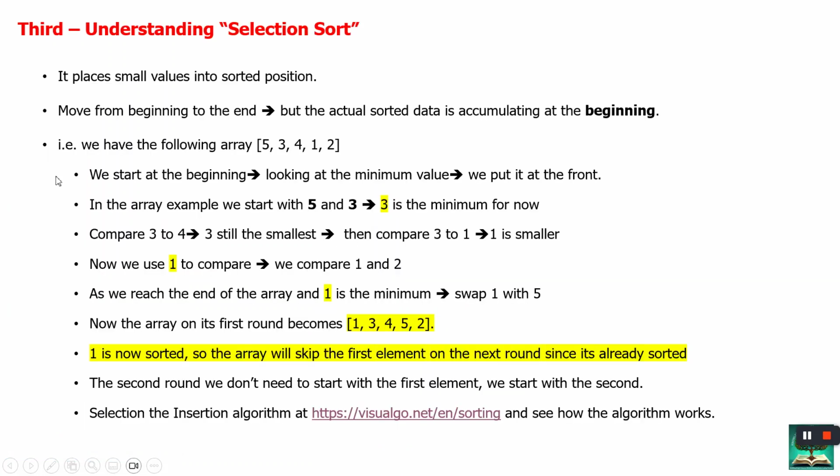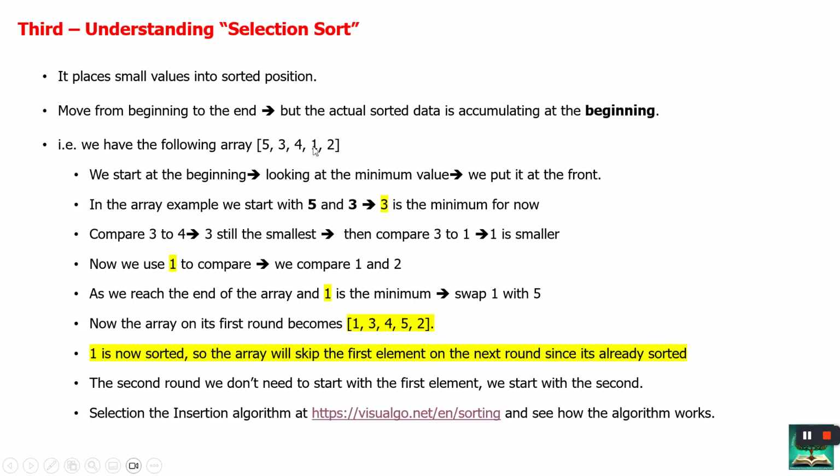There is another understanding that's important that you have in mind, which is clearly how selection sort works, because it's been mentioned explicitly in the question. So how does it work? Just as a recap, it places small values into sorted position. It moves from the beginning to the end of an array, but the sorted data accumulates at the beginning of the array.